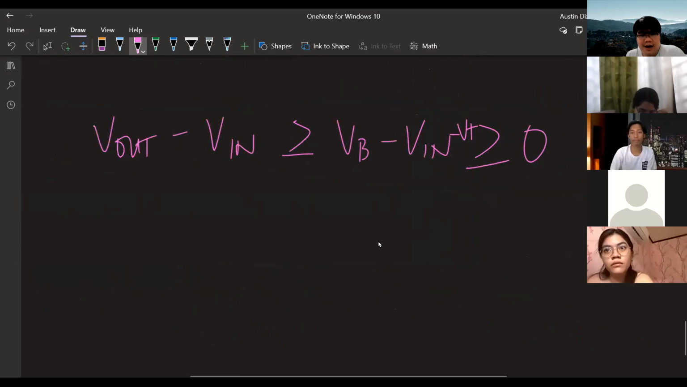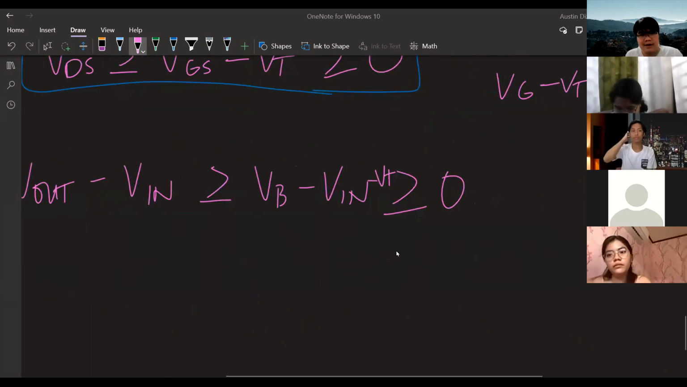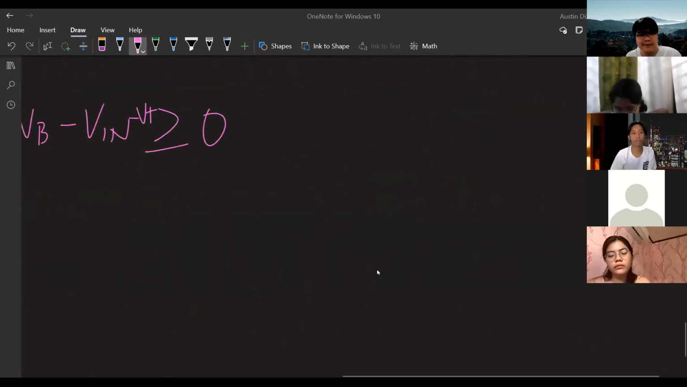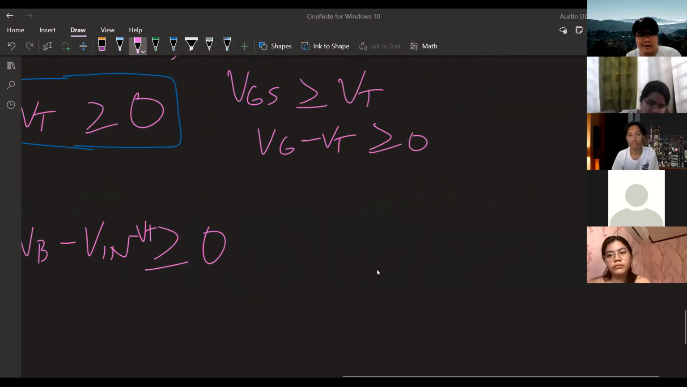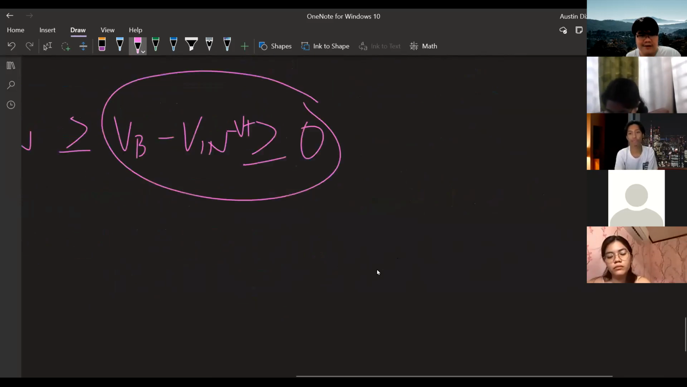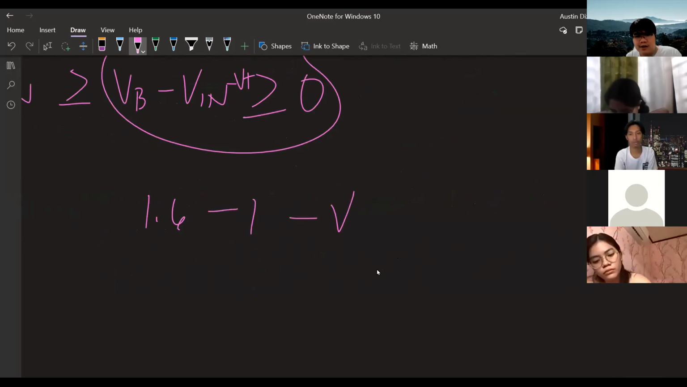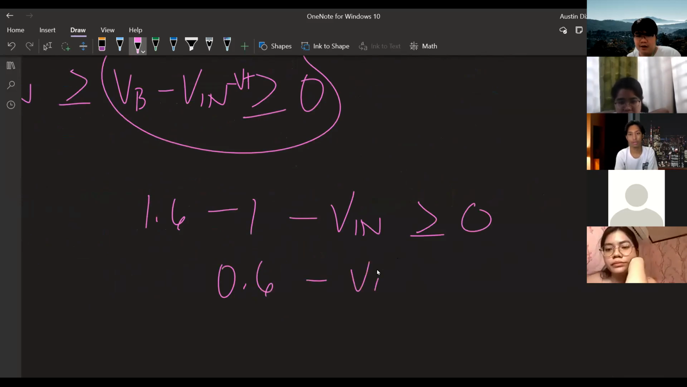Okay, going back. Ano nangyayari? Kailangan natin mahanap si Vin na... Okay. So, gamitin natin yung una. Gamitin natin itong side na to. What does this give us? So, VB, na-compute na natin siya kanina, 1.6. Tapos, given yung VT na 1, minus Vin greater than 0. And 1.6 minus 1, that's 0.6 minus Vin.